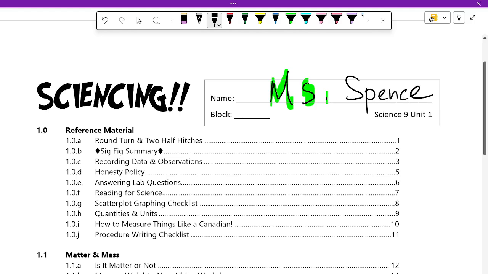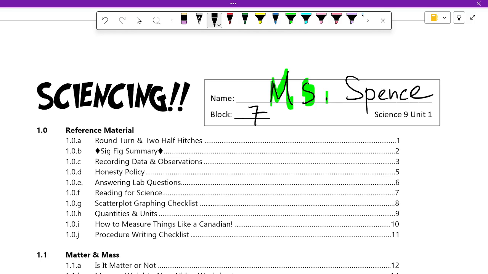Okay, you're going to write your name. We are block 7. That way, if you leave your book here, I can get it back to you with ease. You can also write your name on the answer key if you wish to.